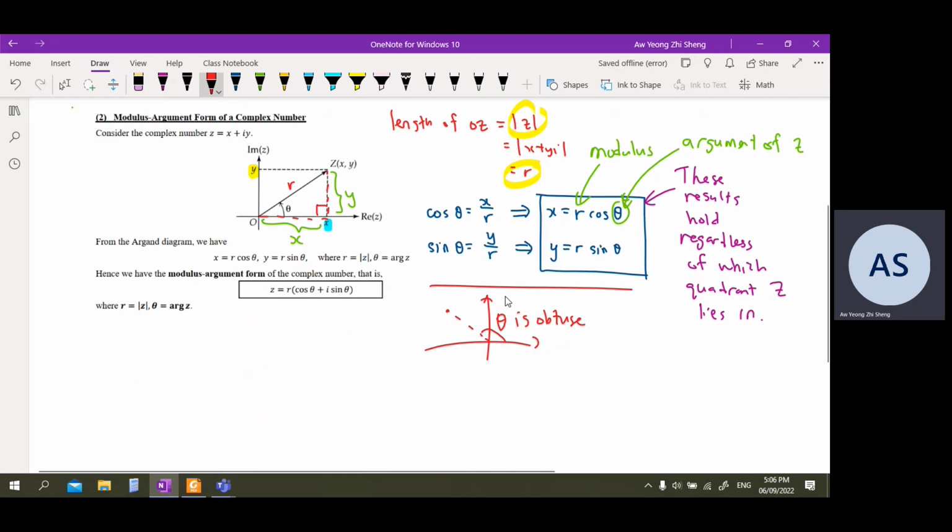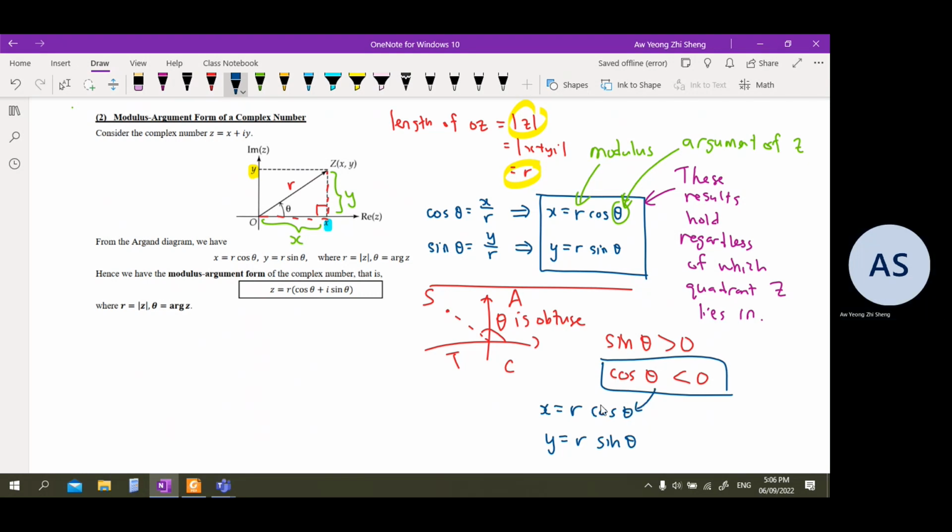When theta is obtuse, according to the ASDC diagram, you'll know your sine of theta is positive and your cos of theta is negative. So if we still use the relationship x equals r cos theta and y equals r sin theta, it would still make sense, since cos of theta is negative, it will make r cos theta the whole thing negative. Because r must be positive, r must be positive because r is a length. The modulus is a length. Since r is positive and cos theta is negative, r times cos theta must give you a negative answer.